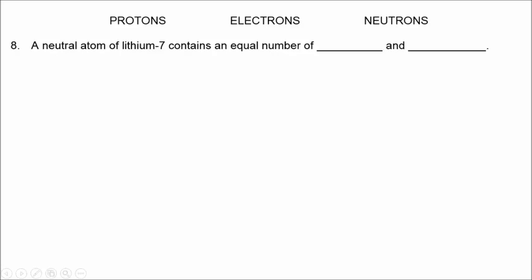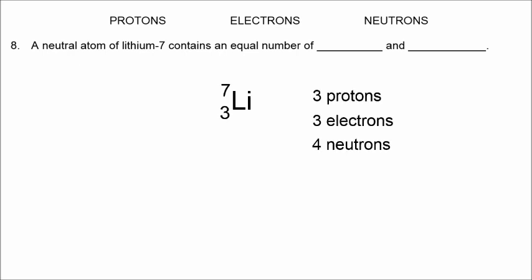In number 8, we have to decide whether or not the words that go in the blanks are protons, electrons, and neutrons. If an atom of lithium-7 is neutral, then that means it contains the same number of protons and electrons. So lithium-7 would contain 3 protons, 3 electrons, and 4 neutrons.